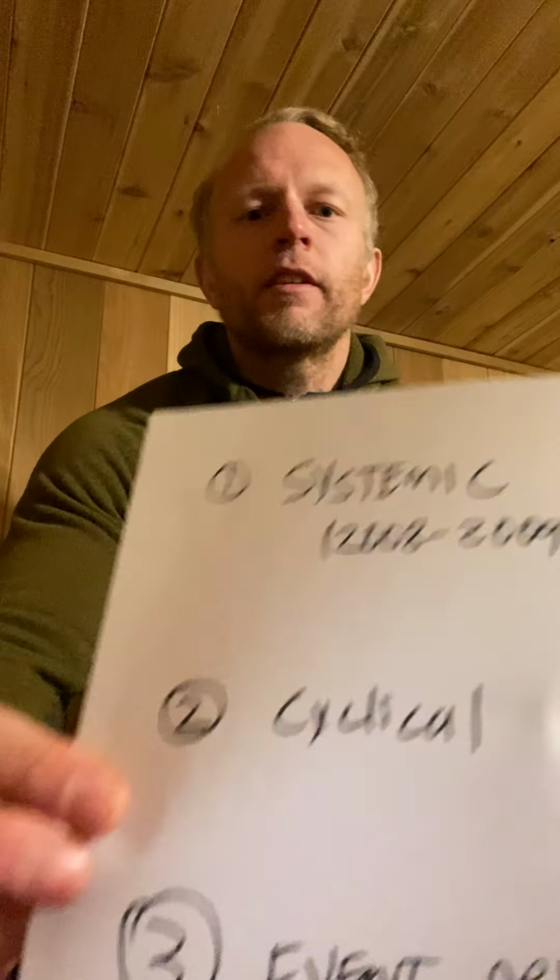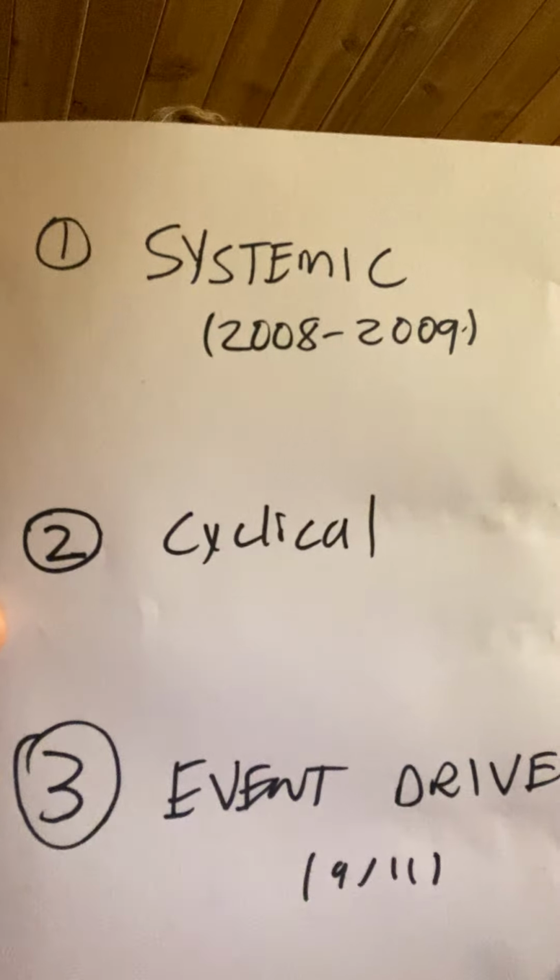I always say the greatest explanation I've ever seen of this is the movie The Big Short, and I'll recommend that over and over again for people to watch to further understand what was going on at that point. The second kind of correction is cyclical, so it's number 2 right here.